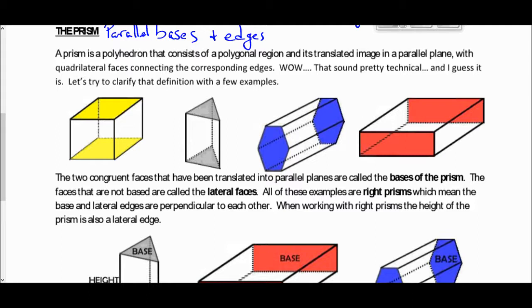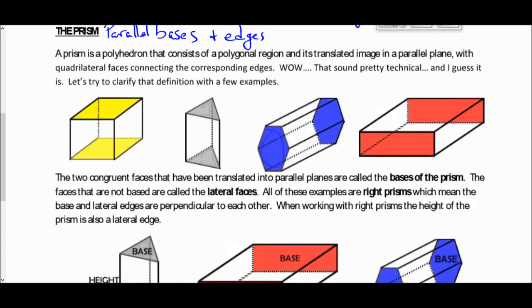Now, a prism is not always sitting on its base. It's not necessarily how you identify it. It may or may not be lying on its base. This one, in particular, is lying on one of its faces. We know that this and this are the bases because they are congruent and parallel. They're hexagons, right?